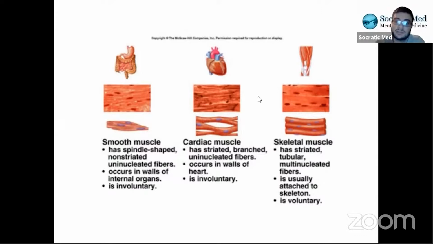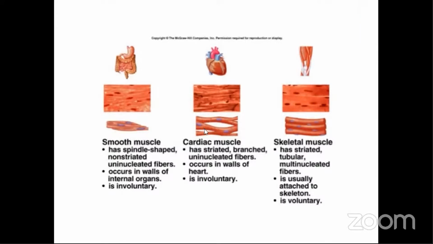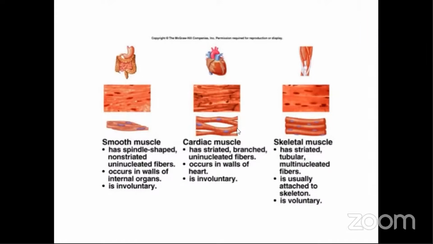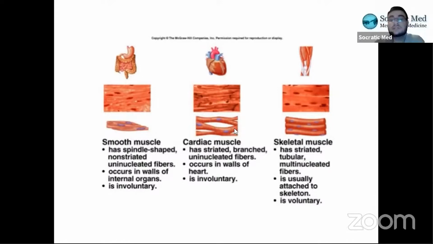Next is cardiac muscle, and as the name suggests, this is muscle that only is found in the heart, right? Unlike smooth muscle, it's striated as well, right? So it has these little lines on it. And just like smooth muscle, it's involuntary, meaning that you don't control how fast your heart beats or contracts. Your body does that automatically for you.